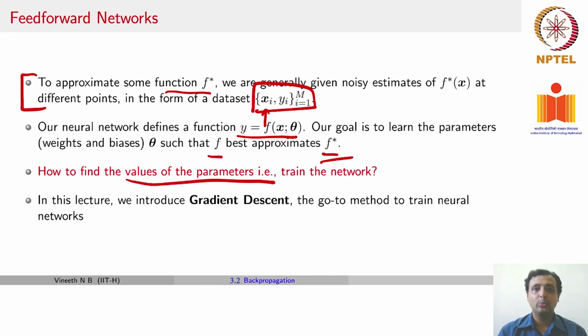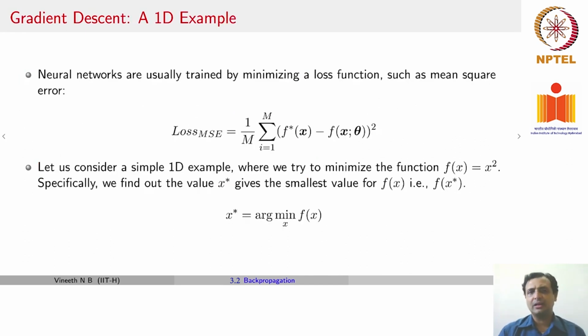And to do that, we introduce a very well-known method in optimization known as gradient descent. Gradient descent is a very simple but a very well-studied method in optimization which is used to minimize objective functions in general. And that's what we're going to use to train our feedforward neural networks. Let's take a simple example and then take it forward to neural networks.